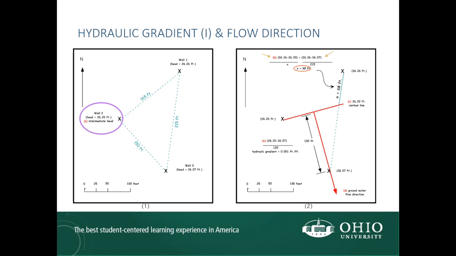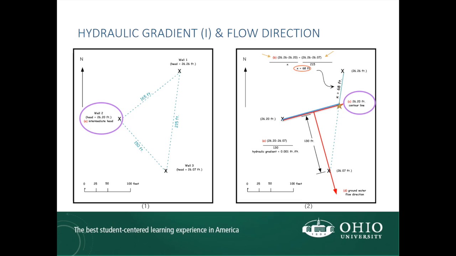68 feet. We can connect the 2 points with the same elevation by drawing a straight line from well 2 to the point with the same head value that lies along the line between wells 1 and 3. This line represents a portion of the contour with elevation 26.2 feet.